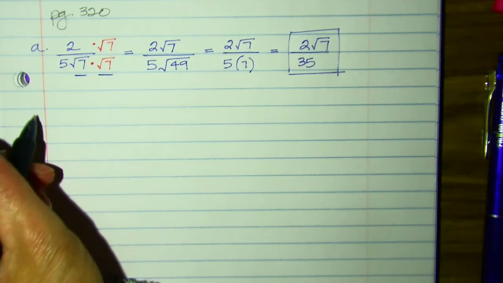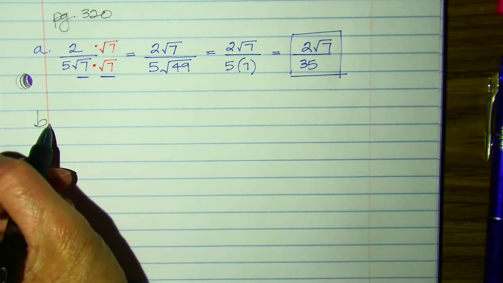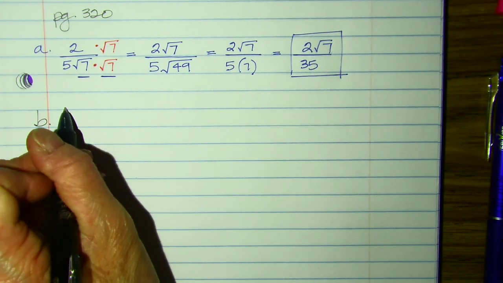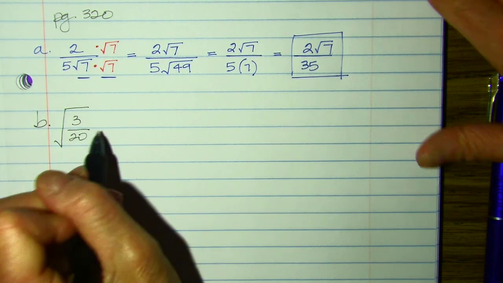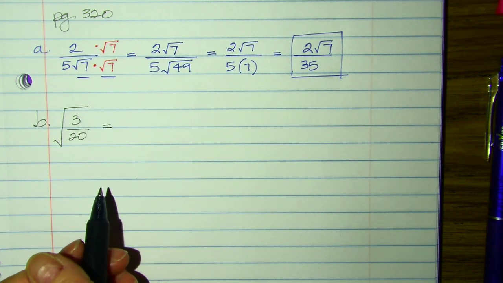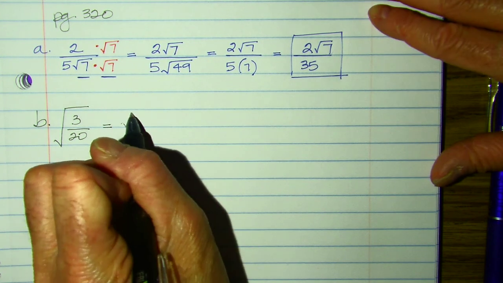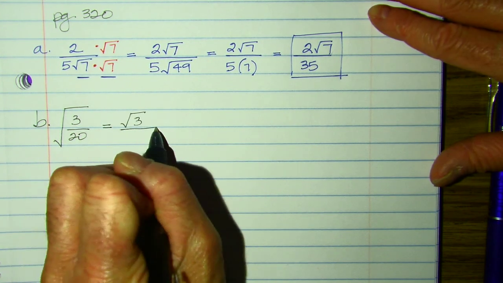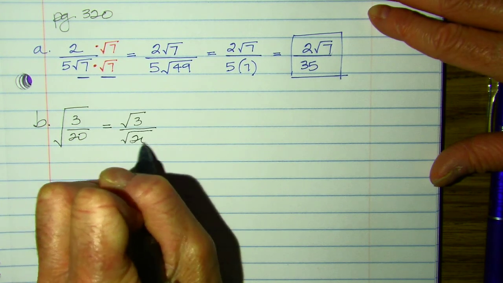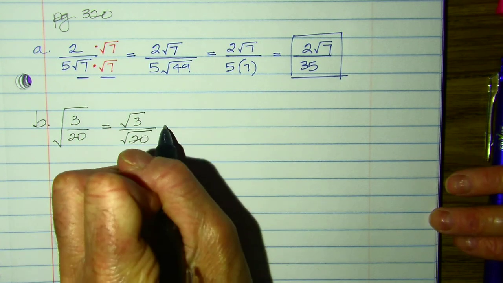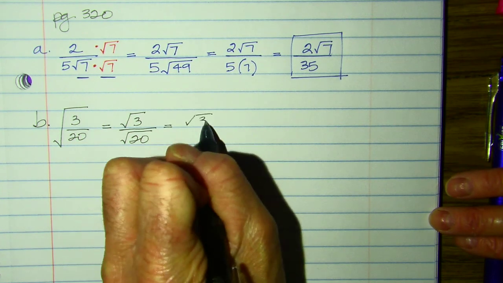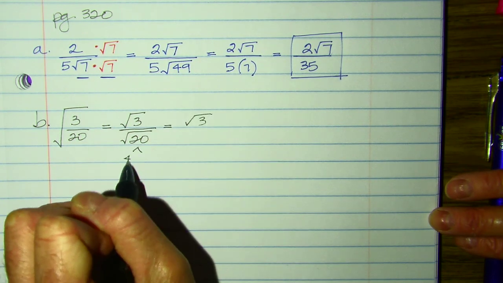All right, let's do part B. Part B was the square root of 3 divided by 20. Now, using our rules, I can separate this. This is the same as the square root of 3 over the square root of 20. Now, it's your choice how we proceed forward, but I personally think it's easier to simplify the 20 now. So I realize that the square root of 20 is the square root of 4 times 5.